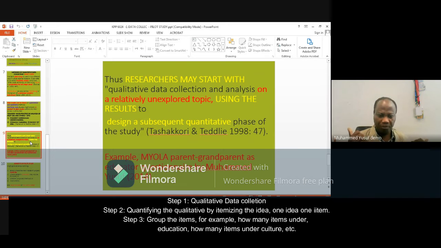Now I come home. I have to sit down, reading the items. When I see this one, group number one, education, group number two, education, this one, monitoring, then I gather or I itemize all the ideas. One question or one item, one idea. One item, one idea. Then I got more than 100 items. Then after that, I started grouping.